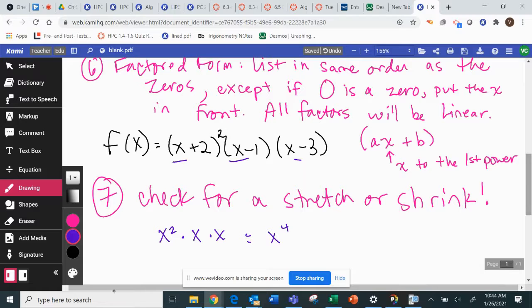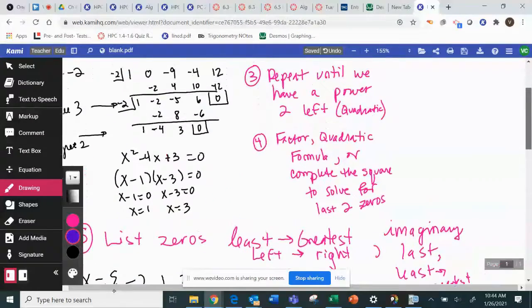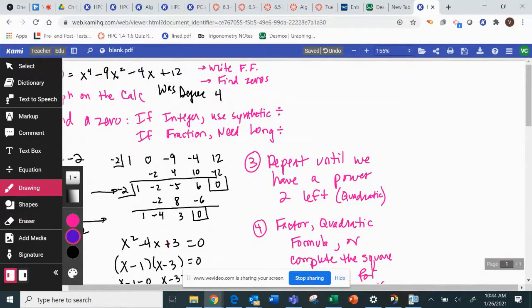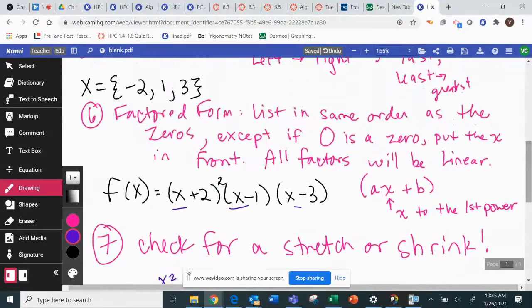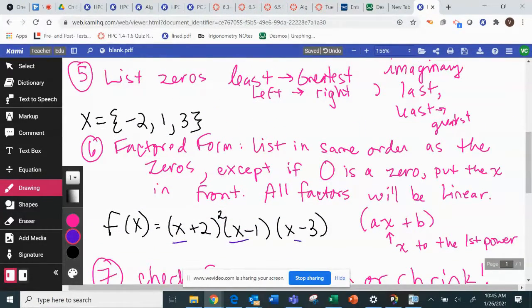And then we go back and we look at the first term, which is x to the fourth. So those are the same. What we learned last time is if they are not the same, we need to make them the same by putting in a stretch or a shrink. You did not get to practice putting in that stretch or a shrink on this past assignment because you didn't have to do factored form. You could stop at 5 for this past assignment.